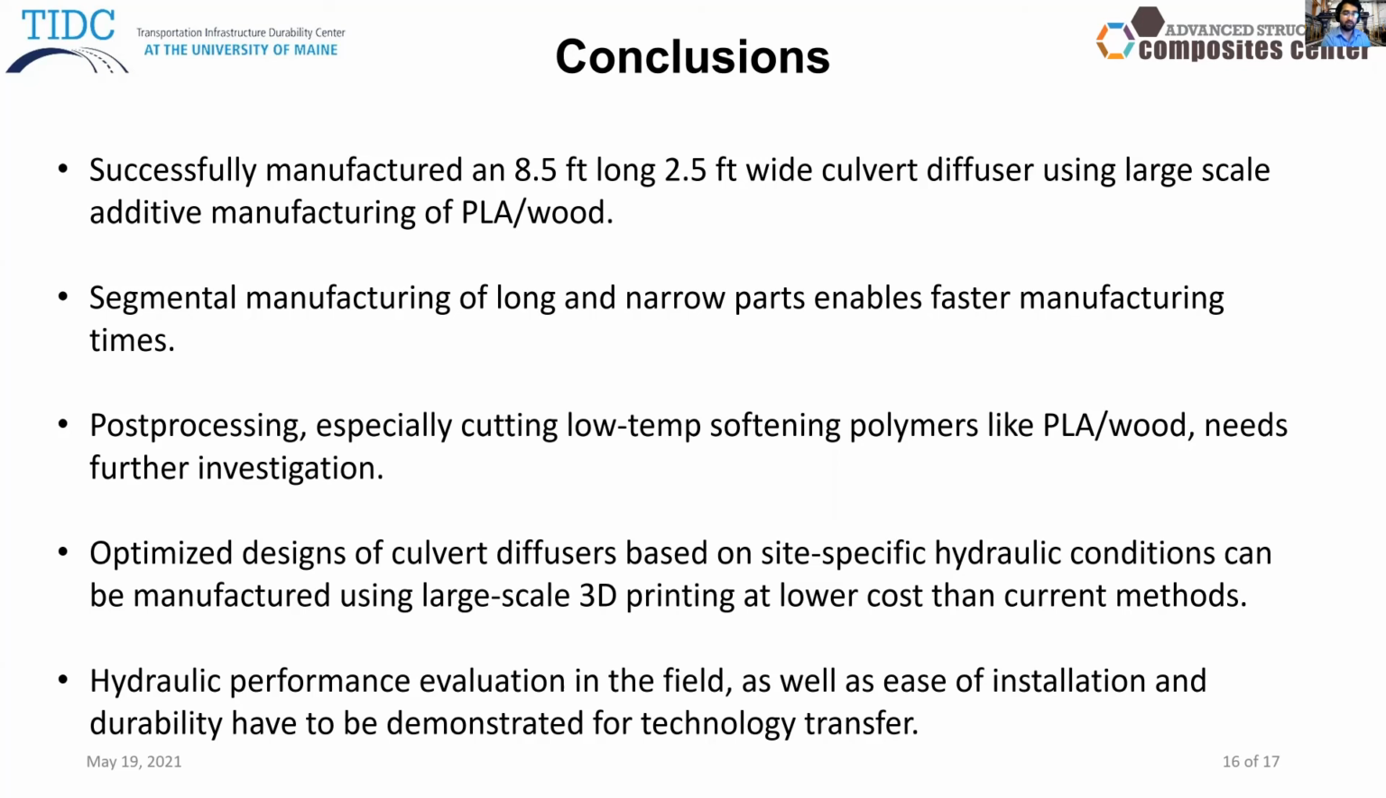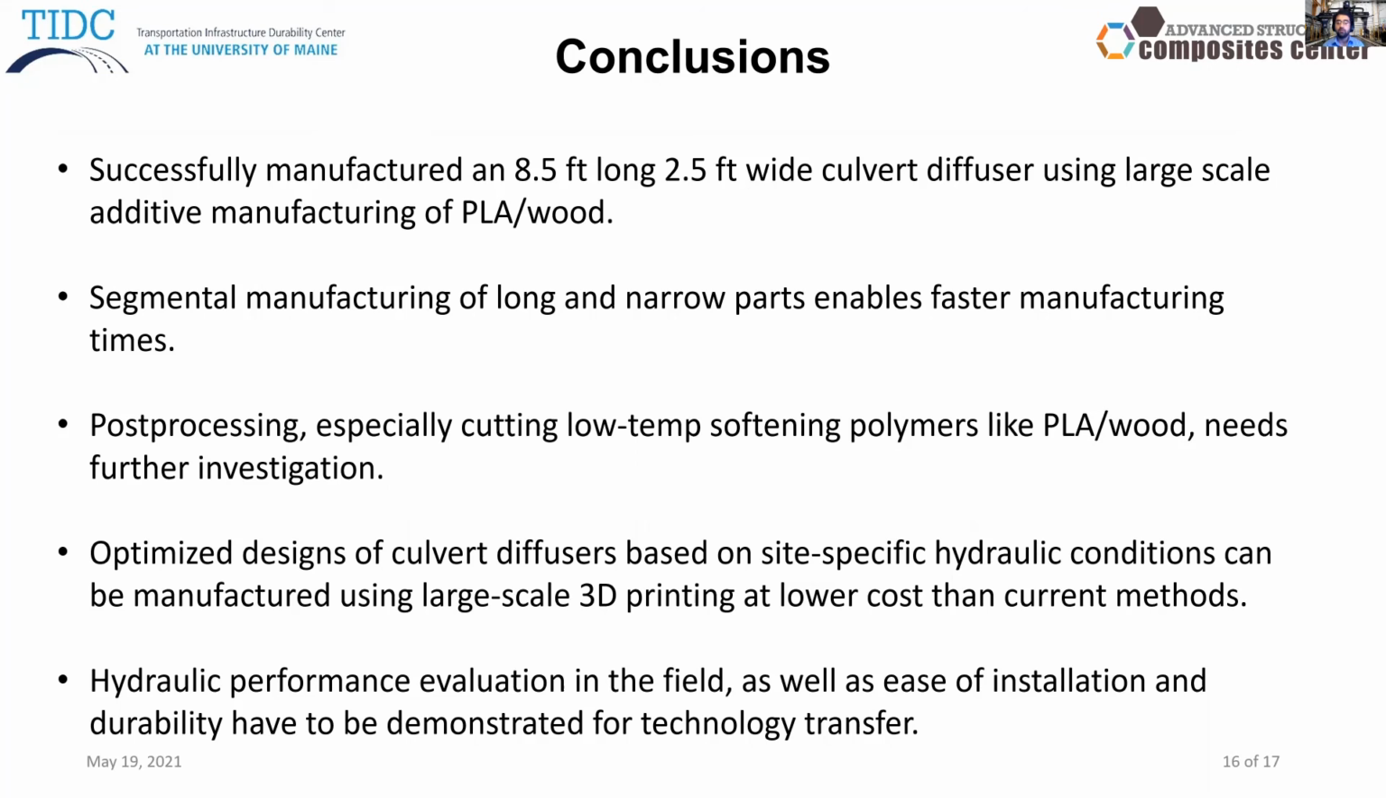Hydraulic performance in the field as well as ease of installation and durability have to be demonstrated for technology transfer. For larger diffusers, there is a potential for even higher cost savings as we could fully utilize the high extrusion rates of 150 pounds per hour that is available with the Maine 3D printer. For this part, we could only use 1/3 of the maximum extrusion rate possible due to the layer time limitations. The research work has huge potential for developing a more cost-effective diffuser that could lead to commercialization.